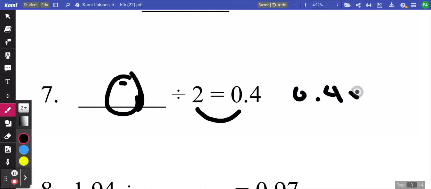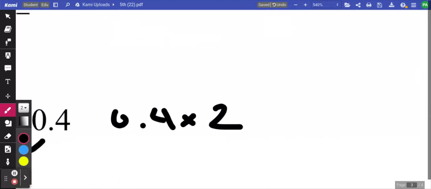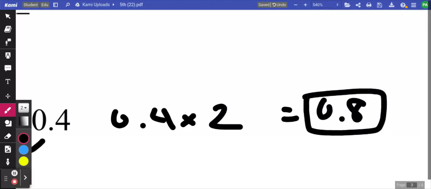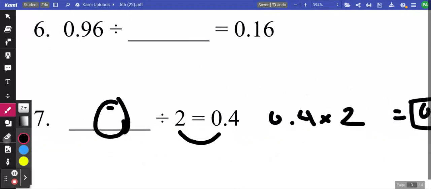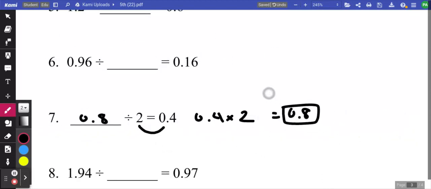0.4 times 2. And like I said, multiplication for decimals as well is probably the easiest thing to do. All you got to do is just think about it. Ignore the decimal. So 4 times 2 is 8. And how many decimal places are there? 1, because of the 0.4. And this is your new answer. So now let's place it in. And if you do 0.8 divided by 2, you will get 0.4.